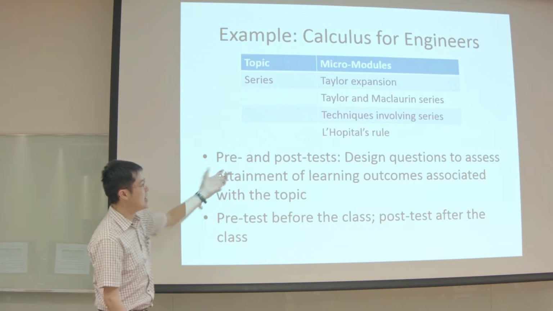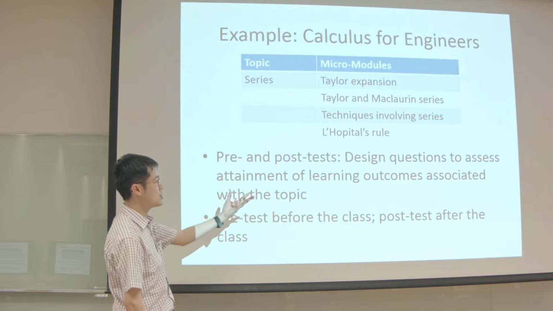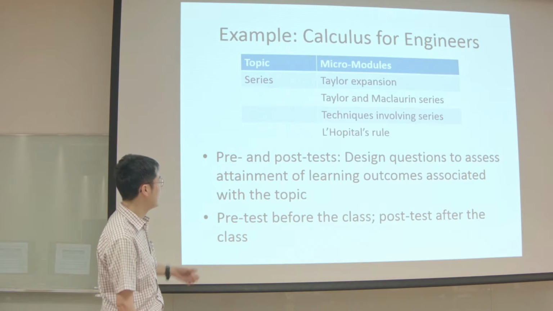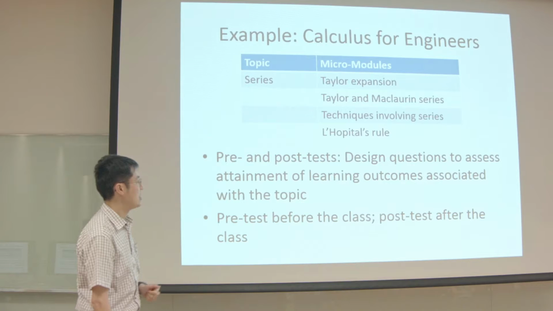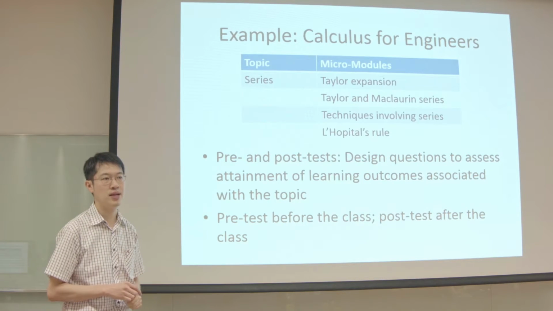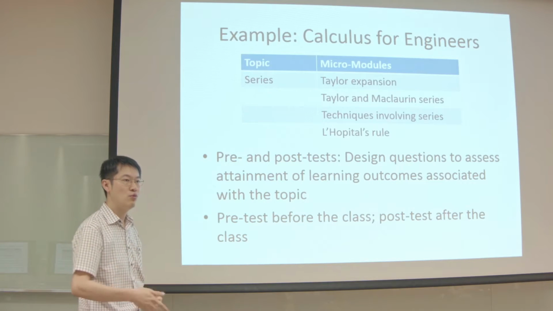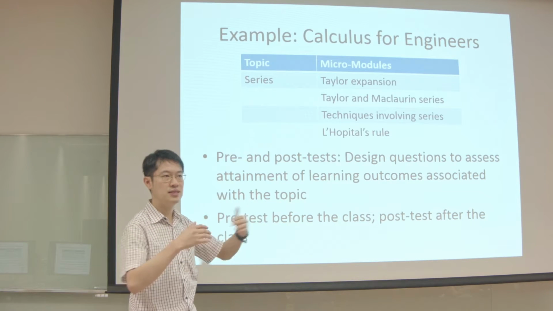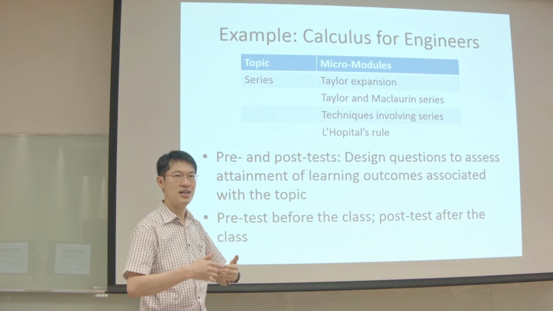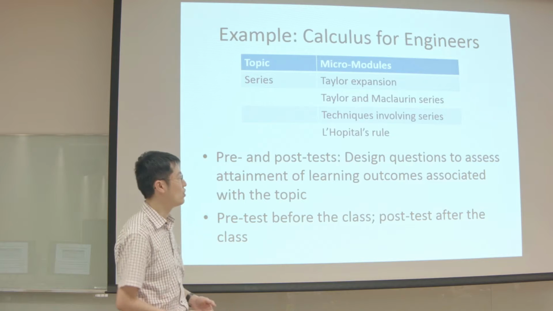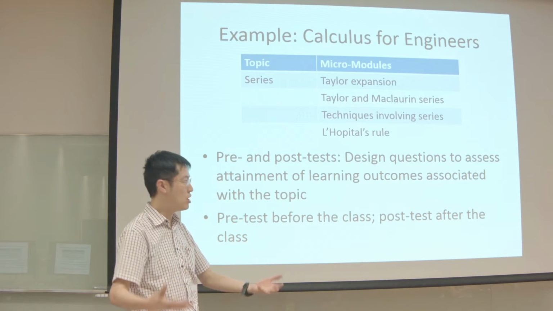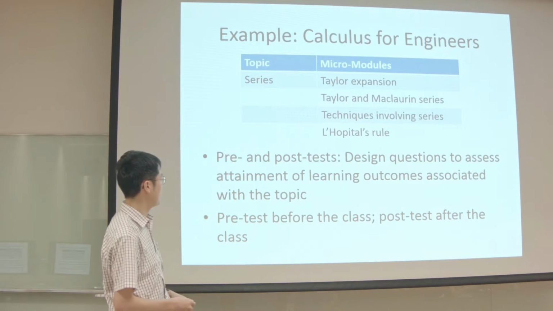And so the pre-post test will be, basically, I design questions. It could be multiple choice or it could be written, depending on how we want to do it. And so we basically use that to assess the attainment of the learning outcomes associated with this particular topic, okay? So beforehand, it would be good also to set up some learning outcomes for this particular topic, okay? So for example, you want them to know how to manipulate certain things or be able to tackle certain problems of a certain complexity and so on, okay?